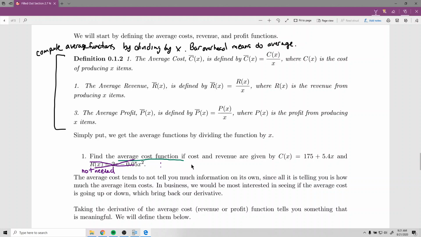All right, so the average cost function, C of x over x, equals 175 plus the 5.4x, our cost function, divided by x. Now you can actually stop here, but I would simplify this by breaking it down into 2 fractions. The reason is the next little section, we're going to be doing the derivatives of these, and we can't have fractions like this, so we're going to need to simplify anyway.